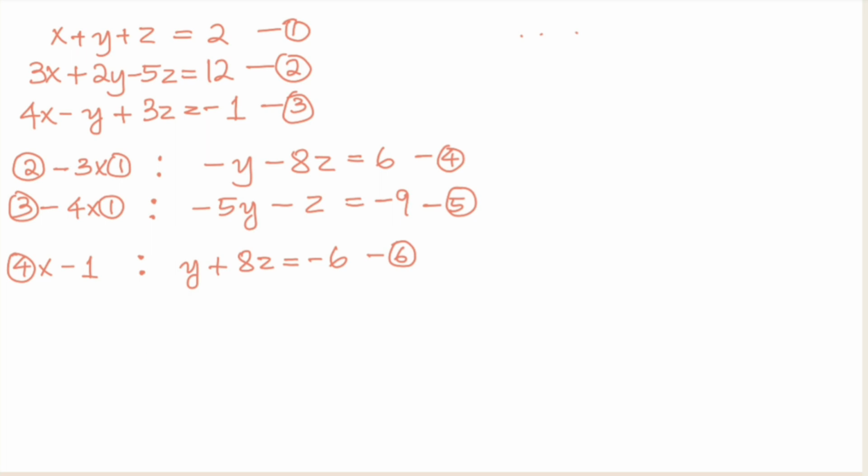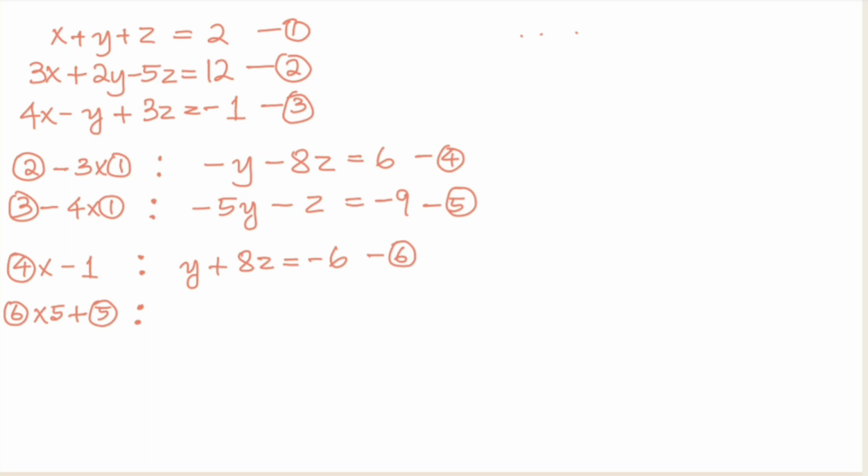And then now we have this y plus 8z. We can multiply it by 5 and add it to equation 5. So let's multiply equation 6 by 5, and then we add it to equation 5. And what does that give us? Equation 6 times 5, we now have 5y. If we add it to the minus 5y in equation 5, the y disappears.